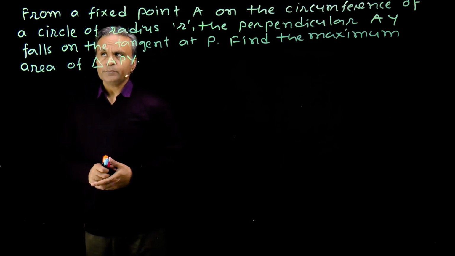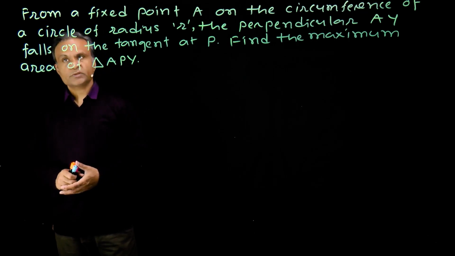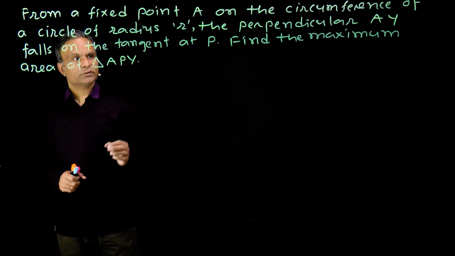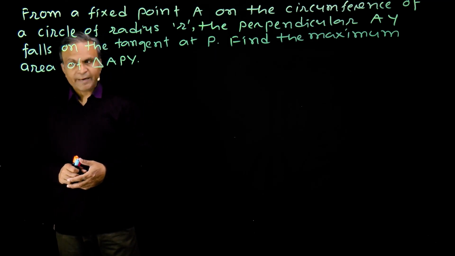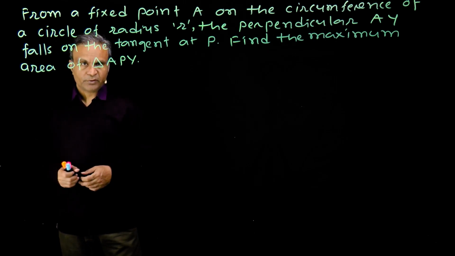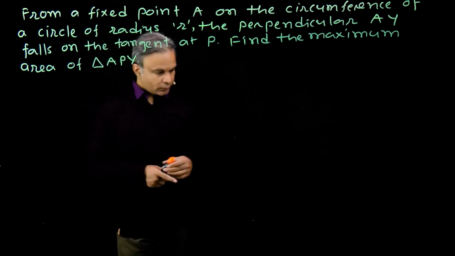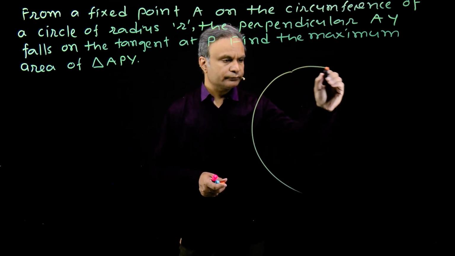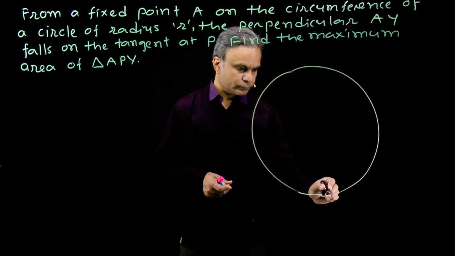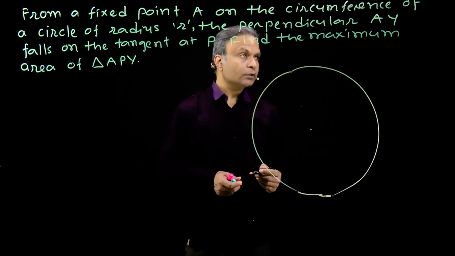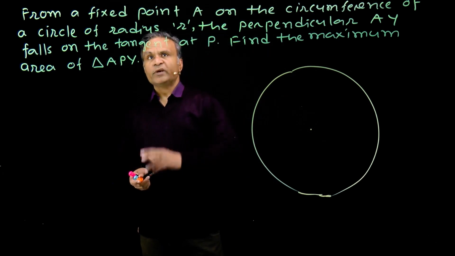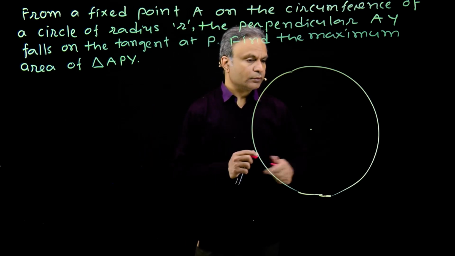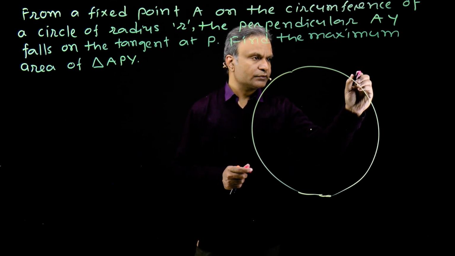Okay, then we have one more question. Question is, from a fixed point A on the circumference of a circle of radius r, the perpendicular AY falls on the tangent at P. Then find the maximum area of triangle APY. Let's draw the figure. We have here one circle of radius r. This is circle of radius r. Now we have a fixed point A on the circumference. This is a fixed point.